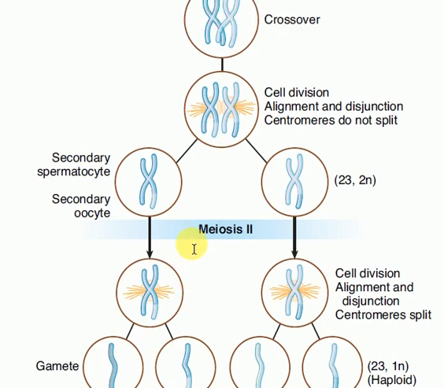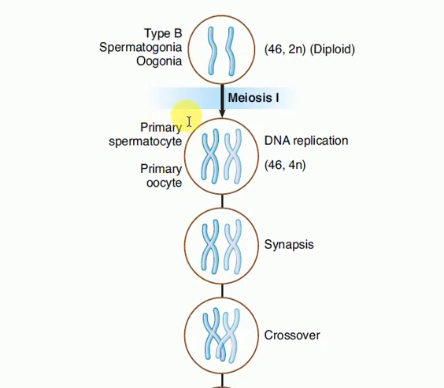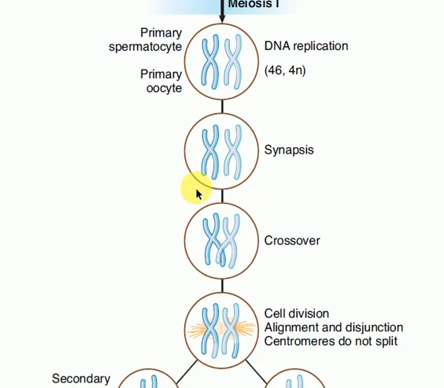I will summarize it once again, that all the oogonia from 5 months of intrauterine life to birth convert into the primary oocytes, and they get arrested in the prophase of meiosis, or the diplotene stage. It's also called the diplotene stage of meiosis, and they remain there until puberty.